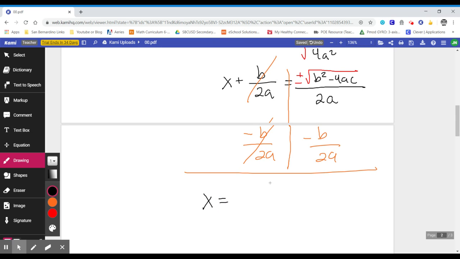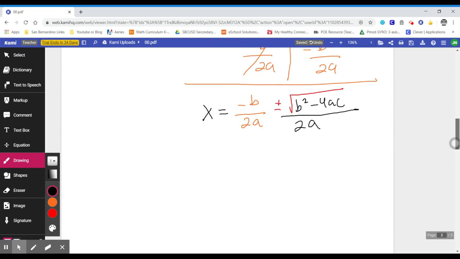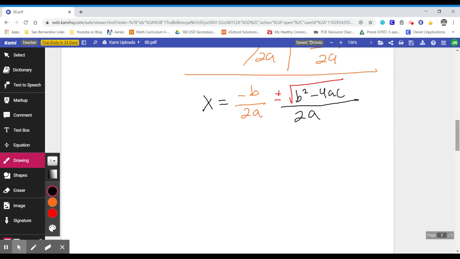So now that I have the x by itself, I'm going to be writing this out. I'm going to write this first, the negative b over 2a. So negative b divided by 2a. And then I'm going to put plus or minus the square root of b squared minus 4ac, and then over 2a. If you notice, 2a and 2a happen to be the same exact denominator, right? So we could actually combine those two into one single denominator.